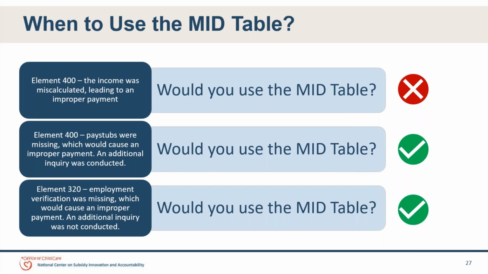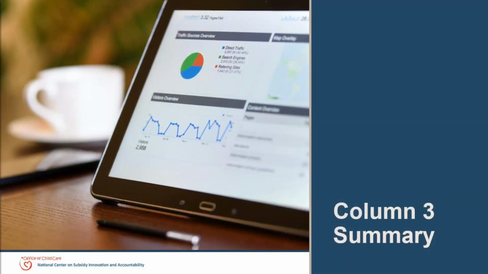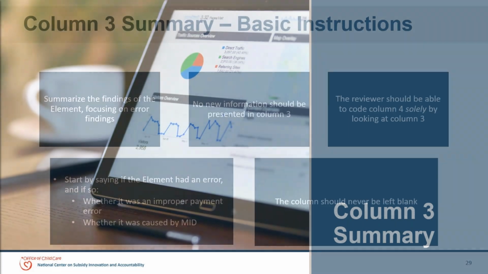Okay. Do we have any questions on this? It seems like most of you, at least most of you that are answering here, have the hang of it, so that's great. If there are no questions, I'll move on to our next topic. And that is the column 3 summary. Okay, so switching gears again.